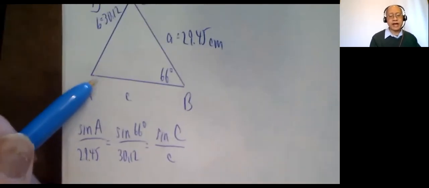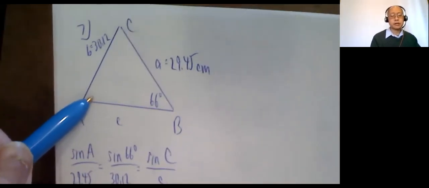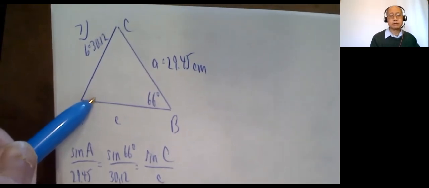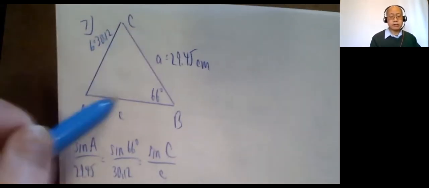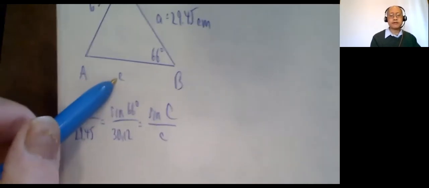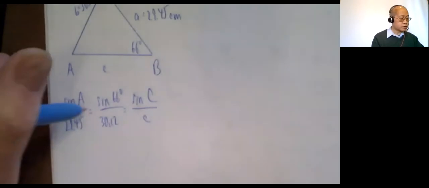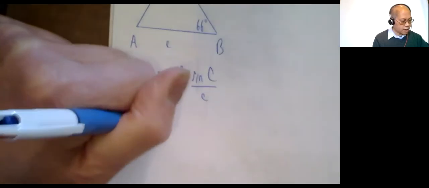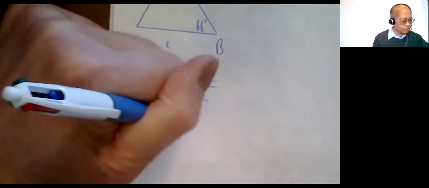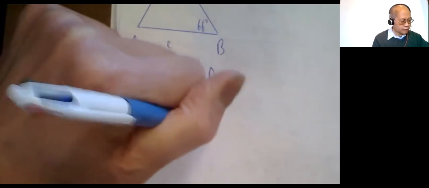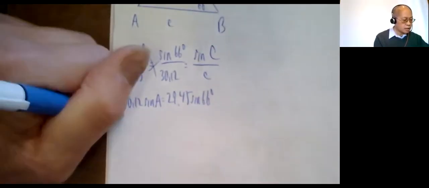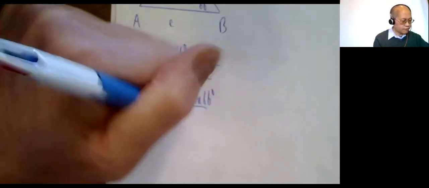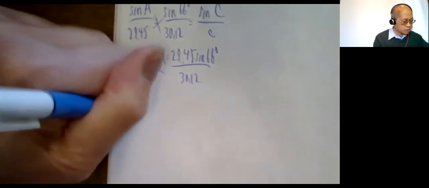Once I find angle A, pretend I find angle A to be, I don't know, 70 degrees. Can you see what the strategy would be after that? Find this, because then all three of these have to add up to 180. And then I use the law of sines to figure out little c. So that's the strategy. Let's cross multiply here. 30.12 sine of A equals 29.45 sine of 66. Divide by 30.12, divide by 30.12, cancel. So sine of A is all this stuff.